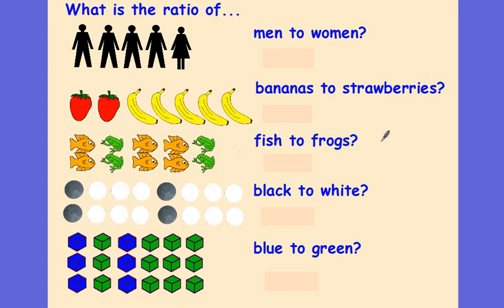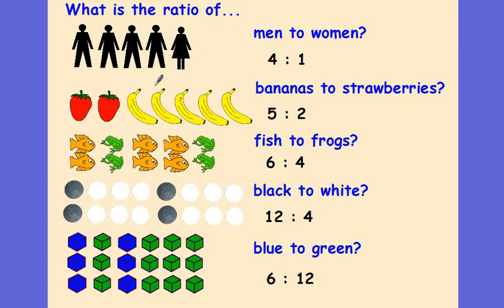And then in your light blue books, can you pause the video for a couple of minutes and write the ratio of men to women? Bananas to strawberries, read the question, we want bananas first. Fish to frogs, black to white, and blue to green. Pause the video for a couple of minutes and work those out in your light blue books for me, please.